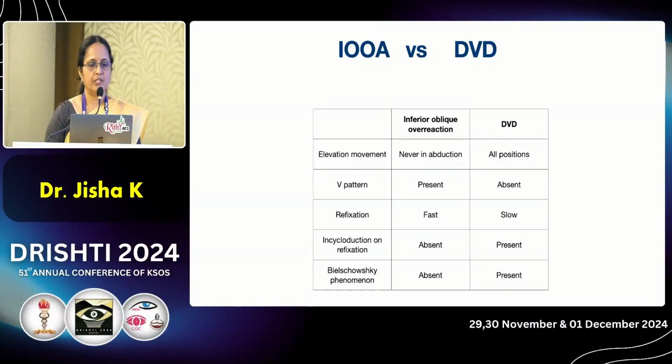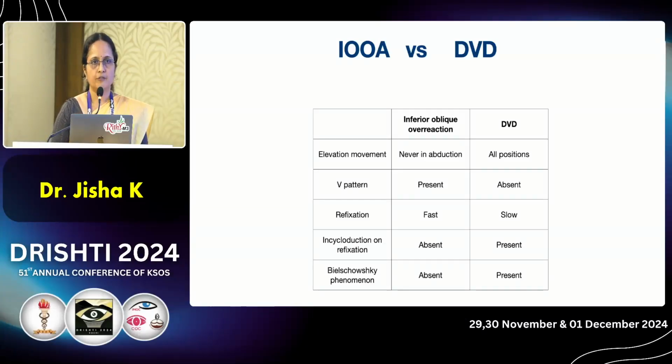And how to differentiate inferior oblique overaction from dissociated vertical deviation? You have to know that the elevation or the upward movement is never seen in abduction in a case of inferior oblique overaction, whereas in DVD the vertical movement happens in all the positions: primary, adduction and abduction. And V pattern may be associated with inferior oblique overaction, but it is not a feature of dissociated vertical deviation.